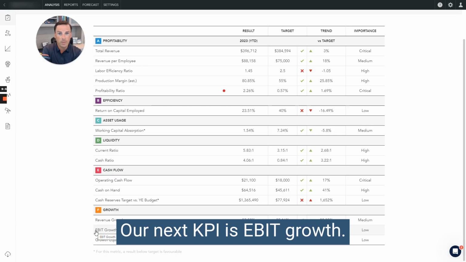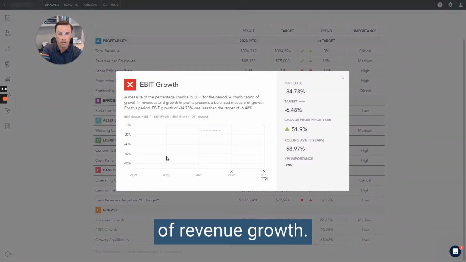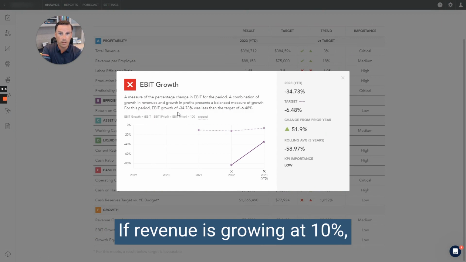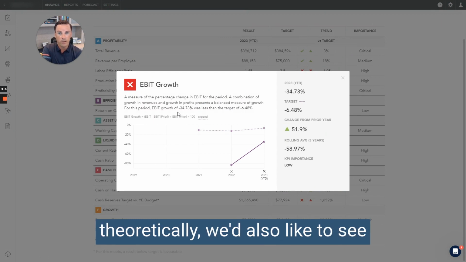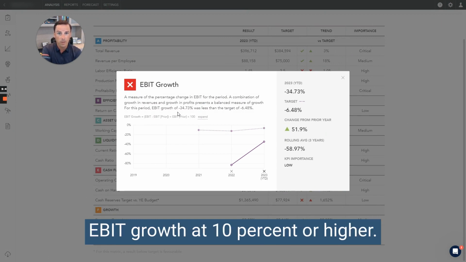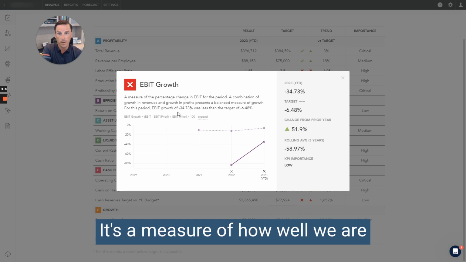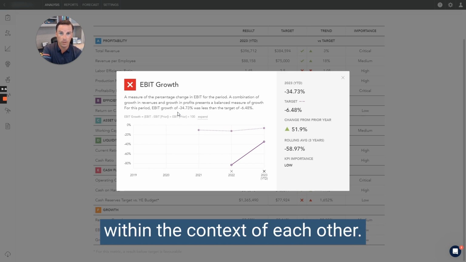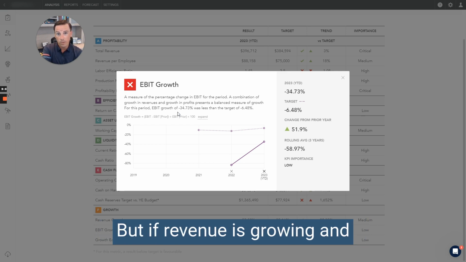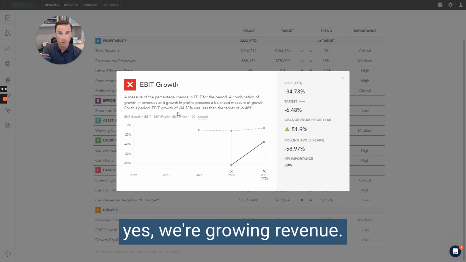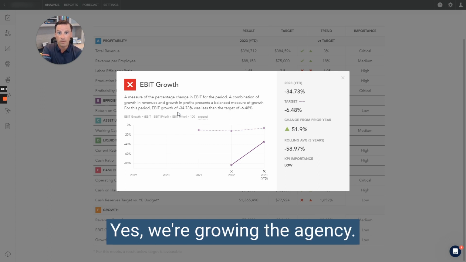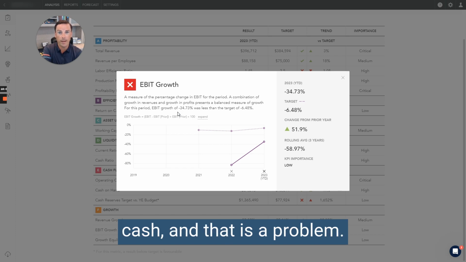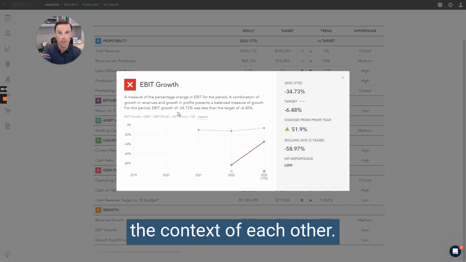Our next KPI is EBIT growth. EBIT growth is a derivative of revenue growth, and we need to be looking at this within the context of revenue growth as well. If revenue is growing at 10%, theoretically, we'd also like to see EBIT growth at 10% or higher. It's a measure of how well we are controlling our costs to look at revenue growth and EBIT growth within the context of each other. But if revenue is growing and EBIT is not growing, that means yes, we're growing revenue, yes, we're growing the agency, yes, that's going well, but it's not necessarily turning into more profit and more cash, and that is a problem. So we need to look at these two things within the context of each other.